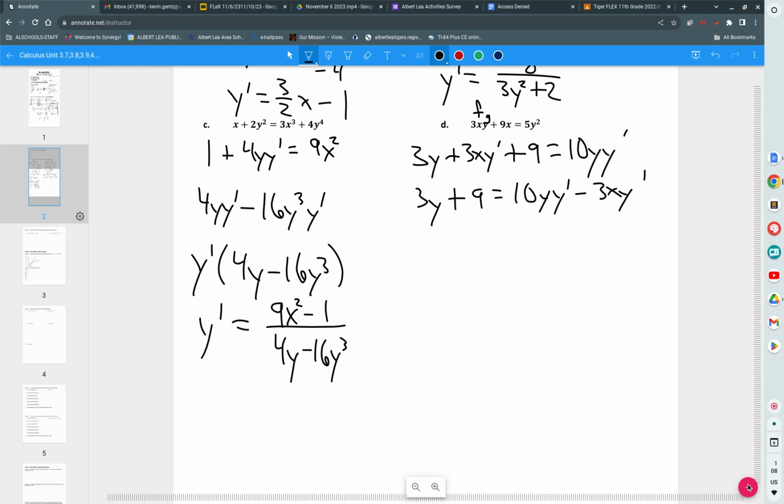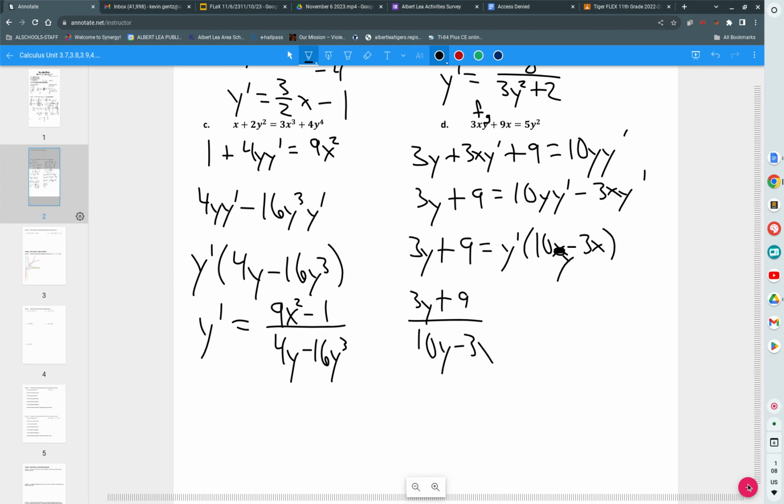What's my next step? Yep. Piece of cake. Y prime times 10y minus 3x. 3y plus 9 divided by 10. Whoops, sorry, that's supposed to be a y, isn't it? 10y. Nobody spoke up. Equal to y prime.